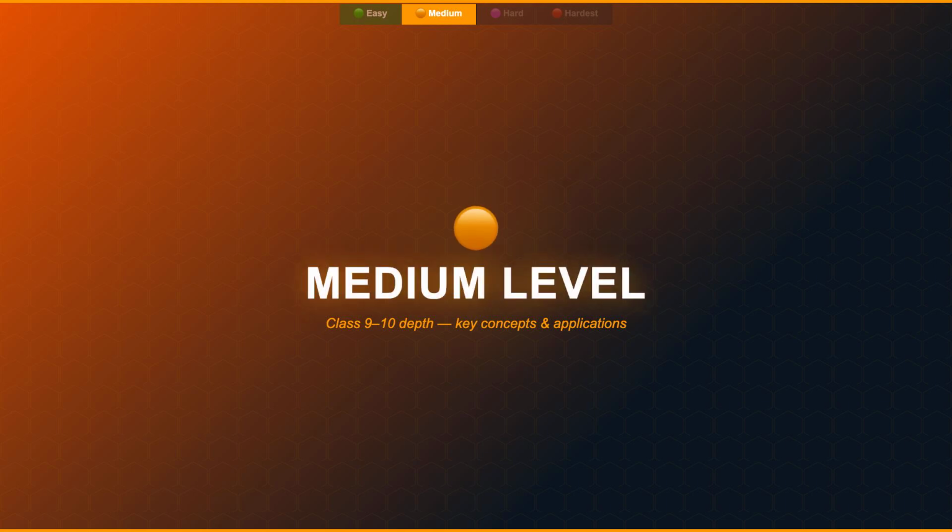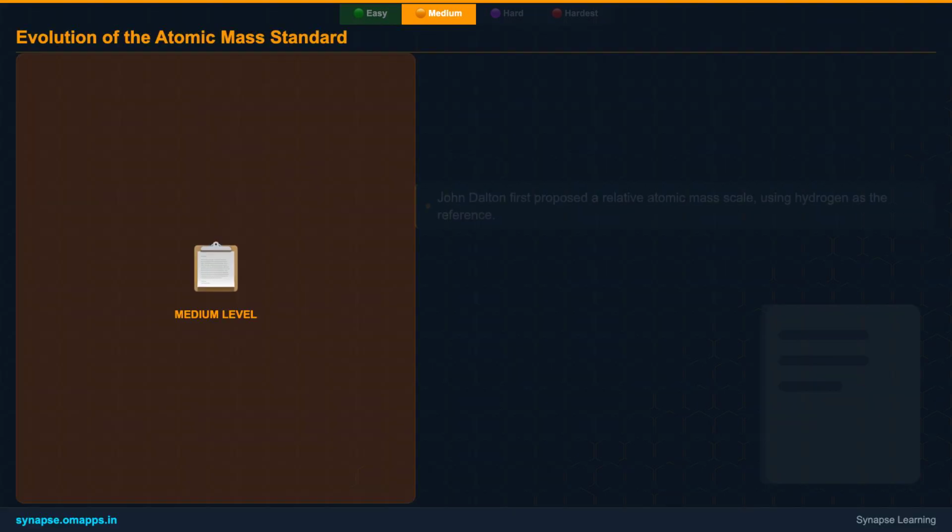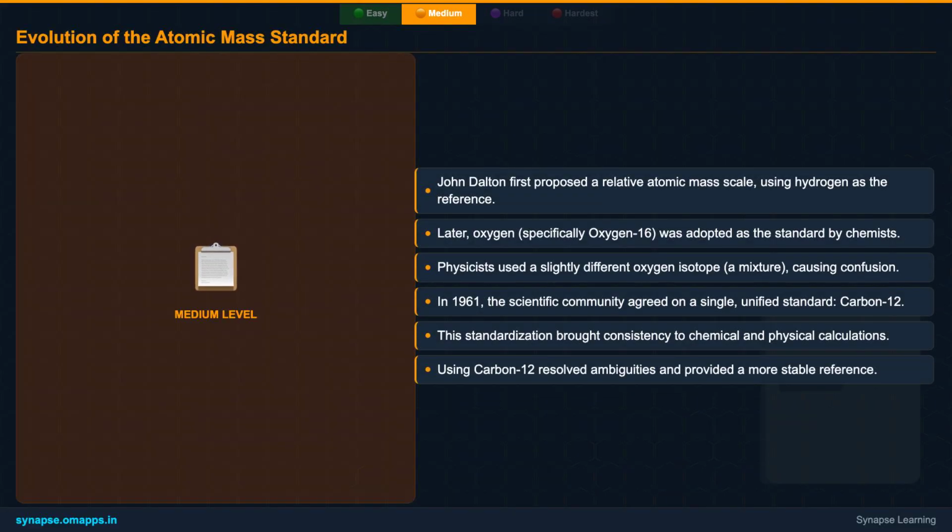Ready to go a bit deeper? Let's explore the historical journey of atomic mass standards and the precise definition of U. The quest for a stable atomic mass standard wasn't a straightforward one. John Dalton, a pioneer in atomic theory, first proposed a relative scale using hydrogen as his reference. Later, chemists found it more practical to use oxygen-16 as the standard. However, this led to complications because physicists used a slightly different scale based on a natural mixture of oxygen isotopes. This created two conflicting atomic mass scales.